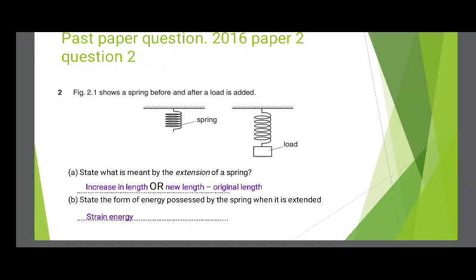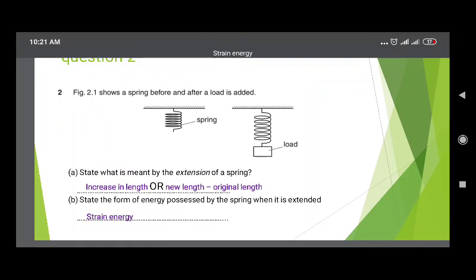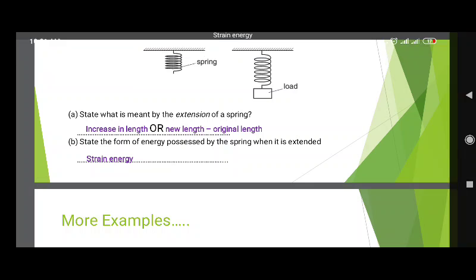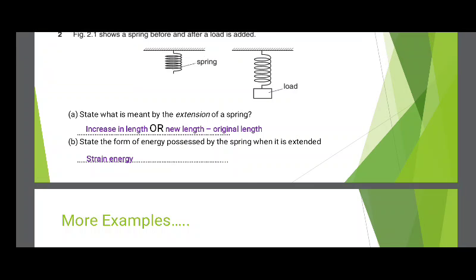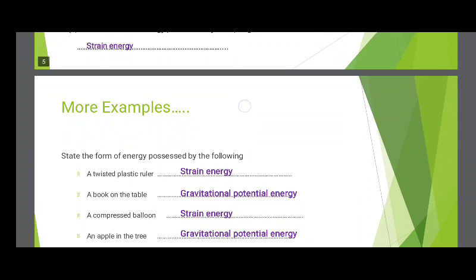The first answer is that extension can be defined as increase in length, as simple as that. Or you can choose to say extension is the new length minus original length. Both are correct. Just write one out of that and you get it correct. State the form of energy possessed by the spring when it is extended. Strain energy. Yes, it's strain energy.